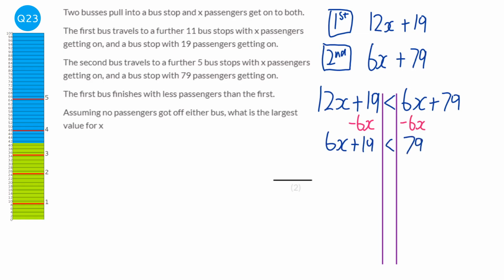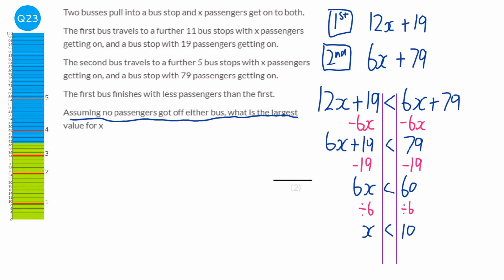And next thing we're going to do is take away the 19 from both sides. And so, meant to be 60. Got ahead of myself. And the last thing we do is divide by 6 both sides. And so we've got X is less than 10. Now, it says here, assuming no passengers got off either bus, what is the largest value for X? Now, it is tempting to write down 10, but it says X has to be less than 10. So the biggest number we can get that is less than 10 is 9.